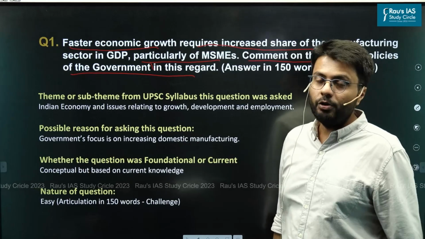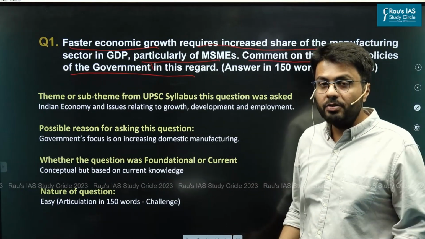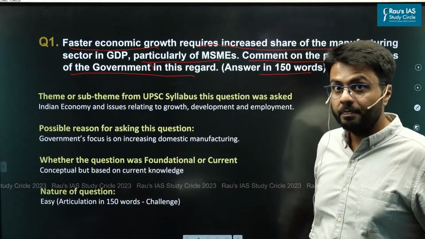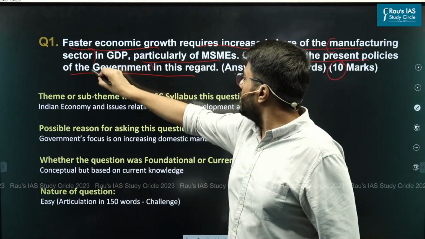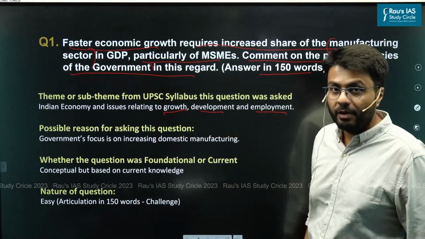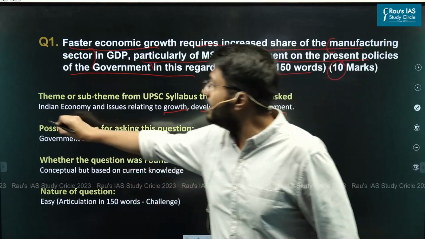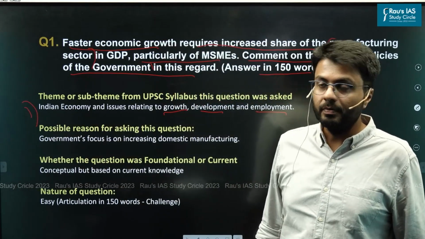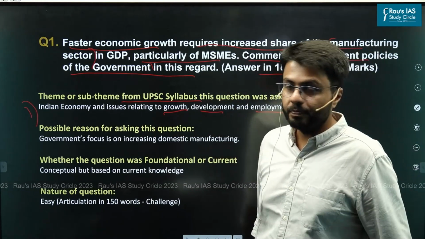Now it is important to note that this question is a 10-marker question. Hence, you have to answer this question in just 150 words. Now, the manufacturing sector is important from the growth, development as well as employment perspective of the Indian economy. And this is mentioned in the first topic of the GS paper 3 syllabus. Hence, it is important from the UPSC mains point of view.